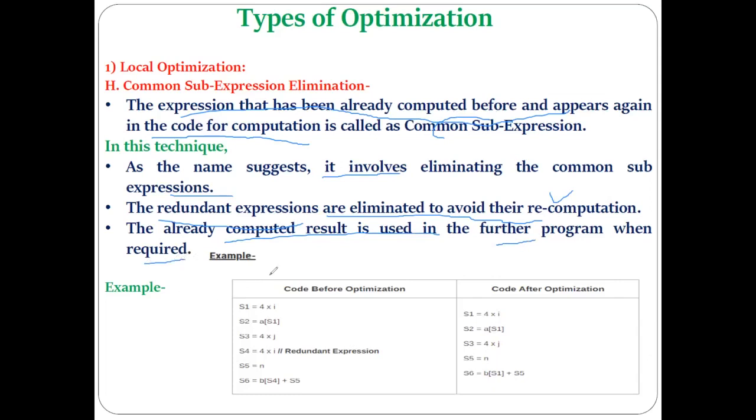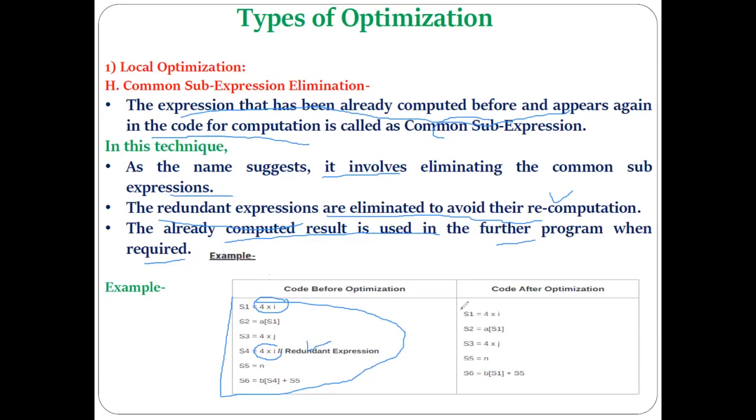So for example, if you consider this sequence of statements: S1 equal to 4 into I, S2 equal to A of S1, S3 equal to 4 into J, S4 equal to 4 into I, S5 equal to N, S6 equal to like this. Now in this sequence of statements, the 4 into I is already computed here, and still it is getting computed once again here. So this is a redundant expression. Understood? And how can it then be optimized?